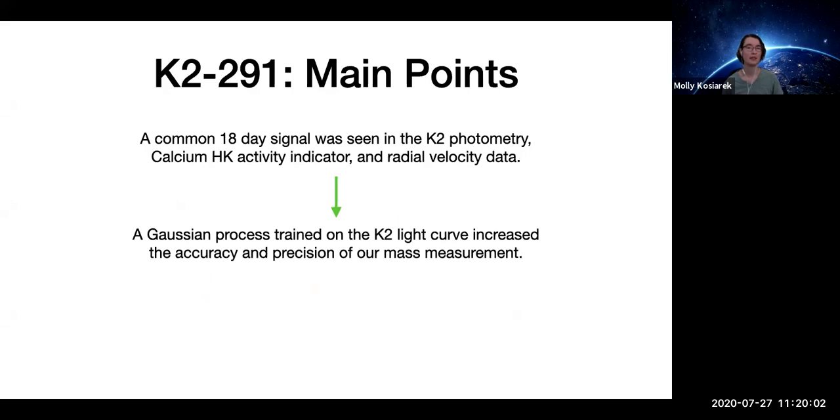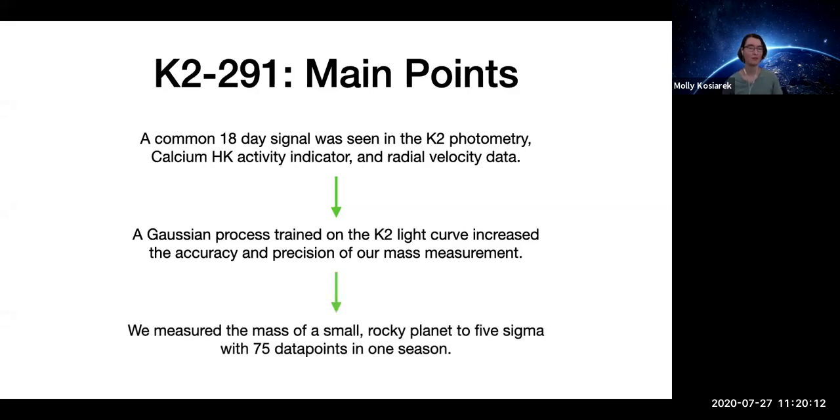Therefore, we used the Gaussian process trained on the K2 light curve in our radial velocity analysis. It improved the accuracy and precision of the mass measurement. And with that, we measured the mass of a small rocky planet to 5 sigma with only 75 data points over 1 season. So this is a relatively small number of points over a really short time for a high precision mass measurement of a small planet.